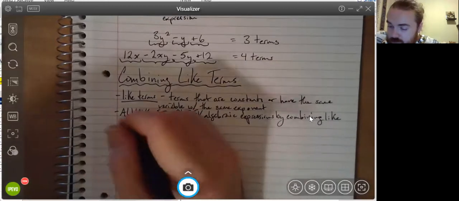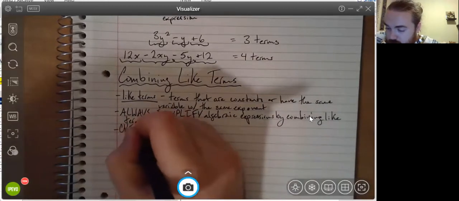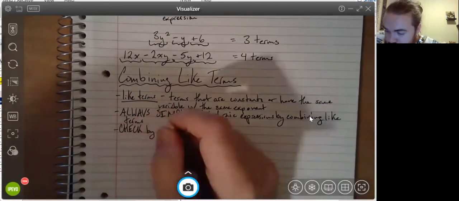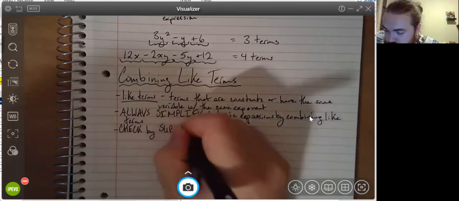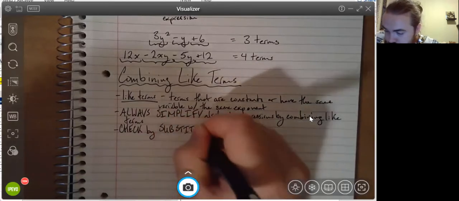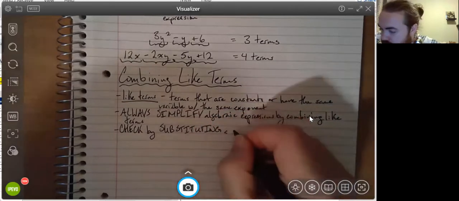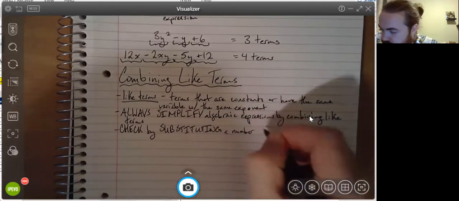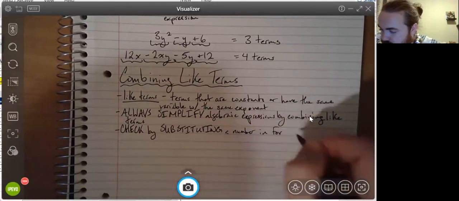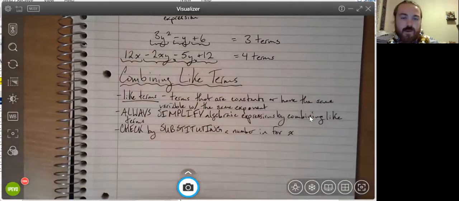So again, this last note is check by substituting a number in for x.